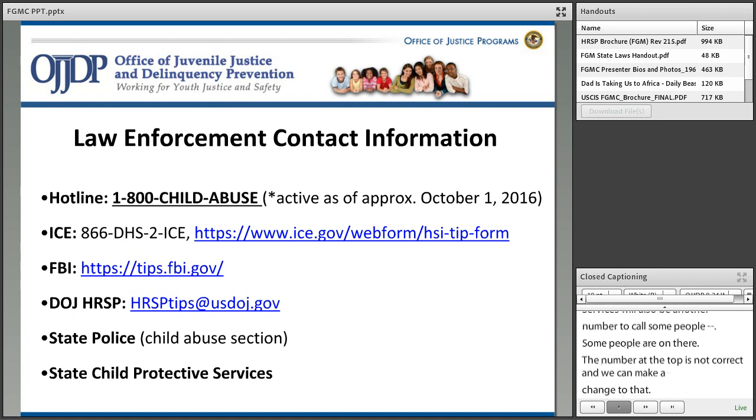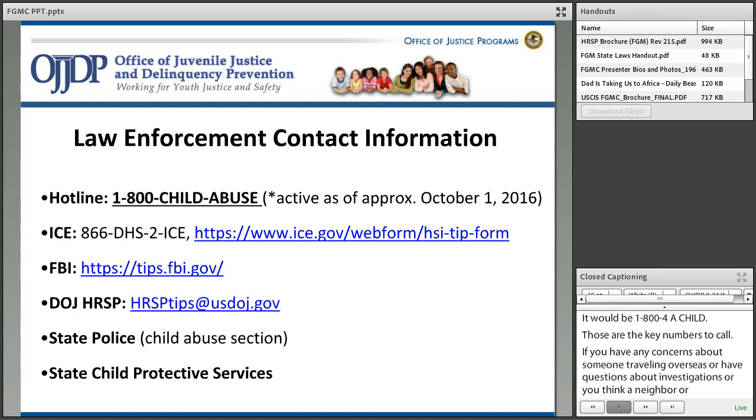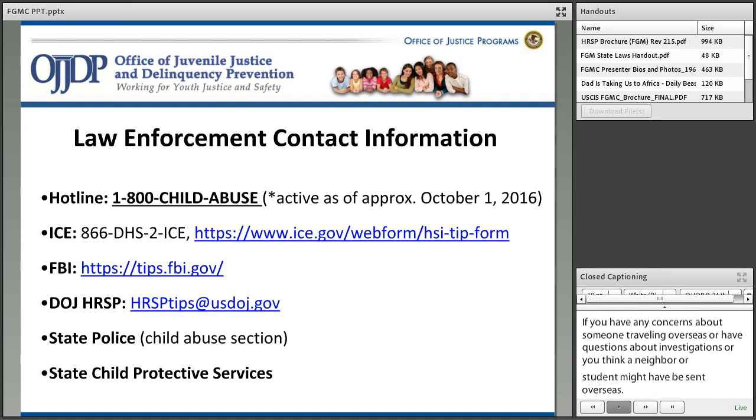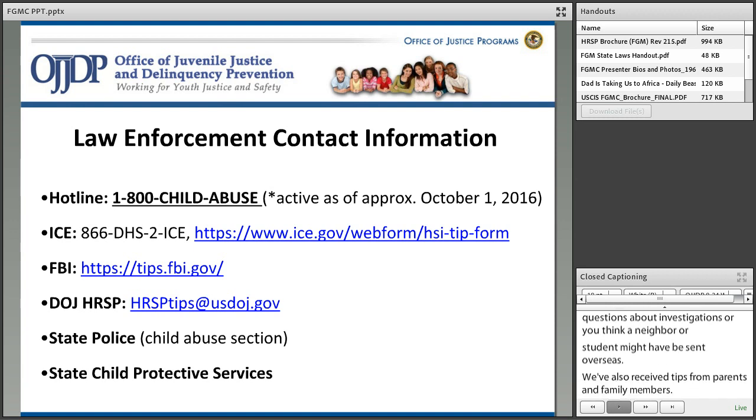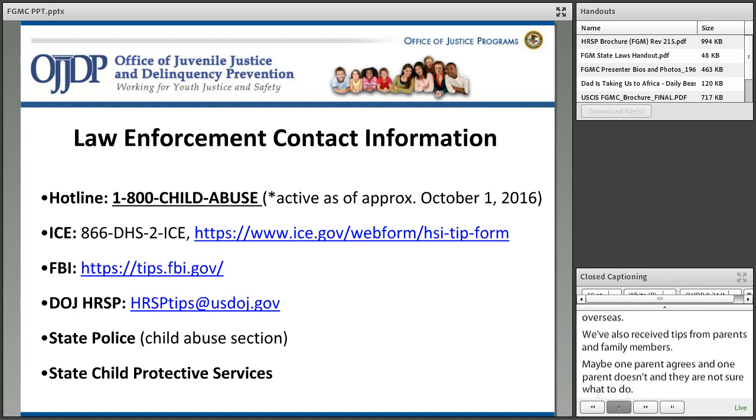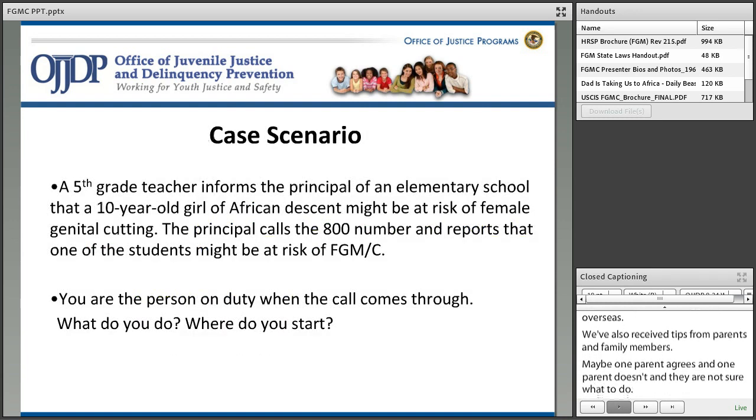If you do have any concerns about someone traveling overseas, if you even just have questions about investigations, or you think that a neighbor or a student might be sent overseas. We've also received tips from parents and family members, where maybe one parent agrees with it and one parent doesn't, and they're not sure what to do. So with that, I will turn it over to Steffi, and she's going to give some hypothetical case scenarios, which you all can think through, and then we'll give you our thoughts on them.